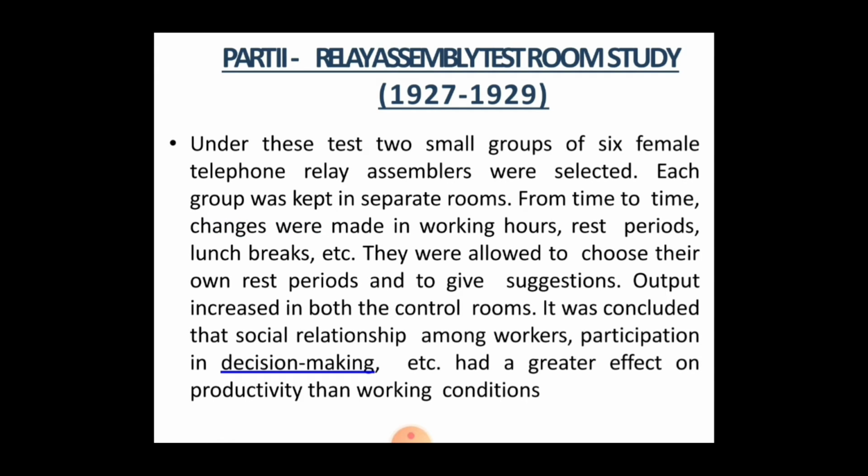The relay assembly room test was conducted between 1927 and 1929. Five relay assembler girls and one layout operator were chosen for the experiment. One man to keep records and maintain a friendly atmosphere for the experiment was also present. Assembly of relays was chosen as it was a simple repetitive process and so was an accurate measure of production.